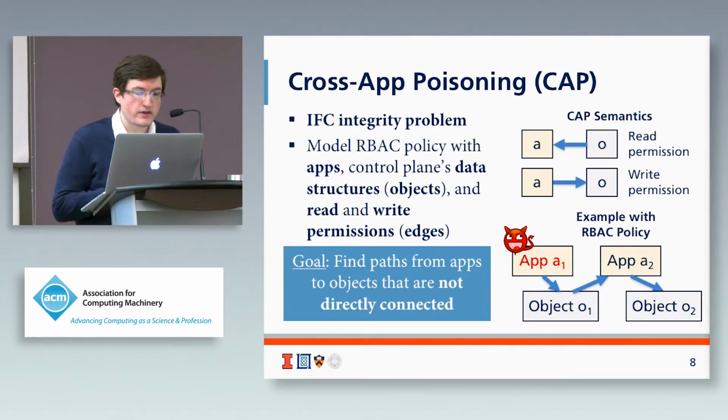To the right here, you see that we assign different semantics to the edges. For instance, an edge from an object to an app implies that there's a read permission by that app. Conversely, an edge to the object is a write permission. Our goal here is then to find these paths from apps to objects that are not directly connected. If they're directly connected, those would be the permissions that the apps would have otherwise had. But we want to see what influences these apps have in terms of connectivity. The example on the bottom right is essentially what we showed earlier in the presentation of a malicious app trying to influence, in this case, object 2, which it does not have direct access to.